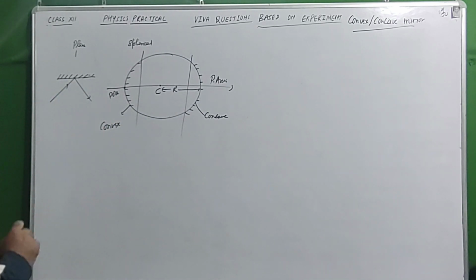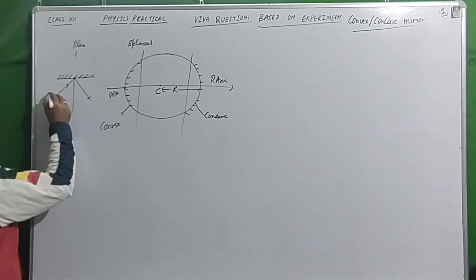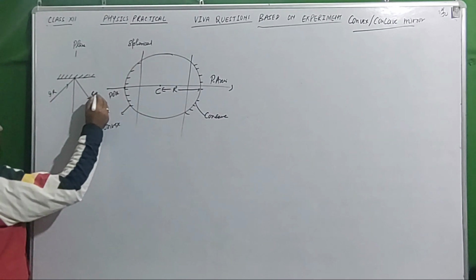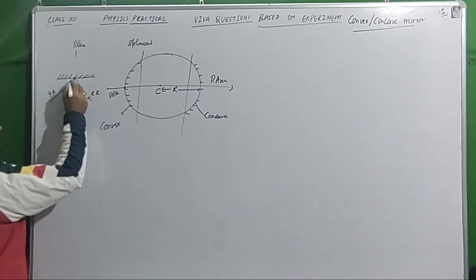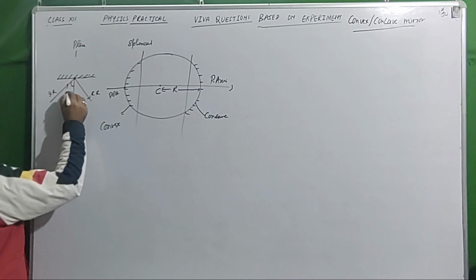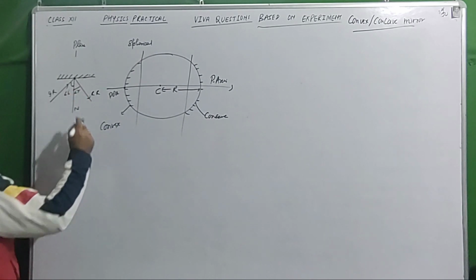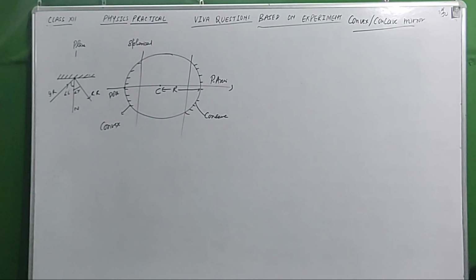What are the laws of reflection? First law: the incident ray, reflected ray and normal must lie at one point in the same plane. Second, the angle of incidence is equal to the angle of reflection. Right?